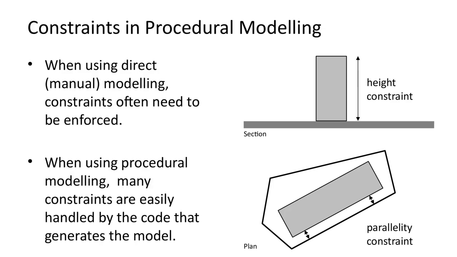In direct modeling systems, constraints are often used to limit how the model can be edited. For example, it may be possible to constrain two edges to be parallel. Subsequent attempts to rotate one edge will result in the other edge also being rotated.